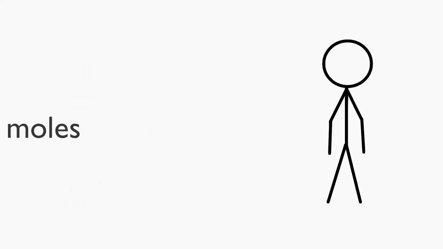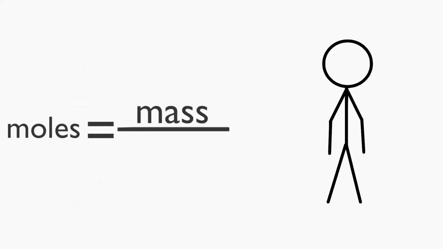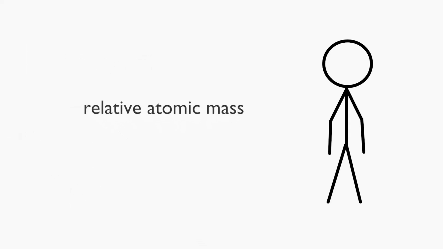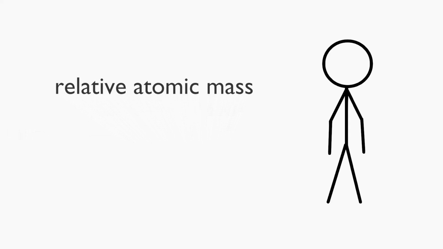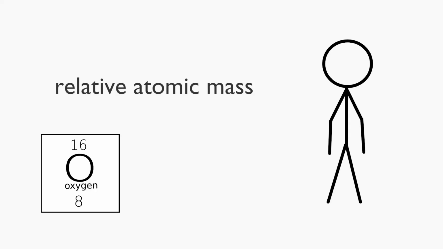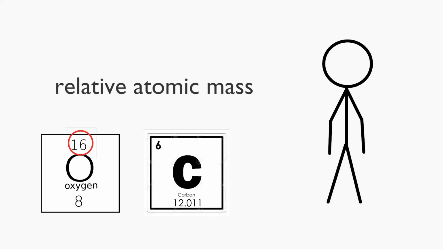Moles can actually be calculated using the equation mass over relative atomic mass. And what is a relative atomic mass? Well, a relative atomic mass is basically the mass of the atom, which can be seen. If you don't know what it is, you can see their atomic mass on the periodic table. So, for example, the relative atomic mass of oxygen would be 16, and the relative atomic mass of carbon would be 12.